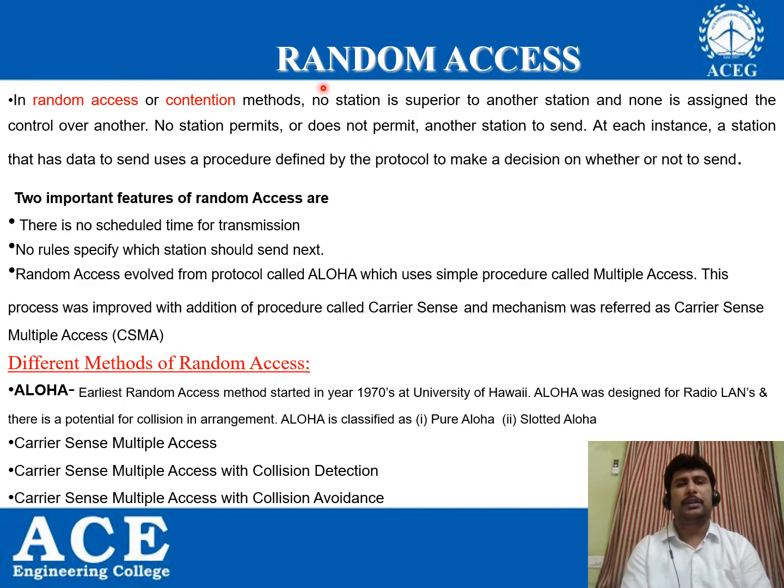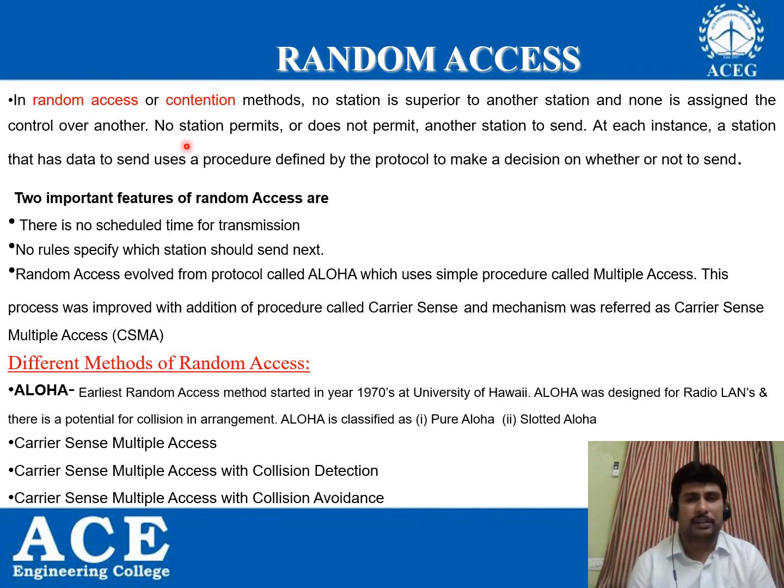The first type of multiple access protocols is called random access protocols. Now, what do we mean by the term random access? In random access or contention methods, no station is superior to another station and none is assigned control over another. So all stations in random access are equal. There is no one to dominate the others. So no station permits or does not permit another station to send.